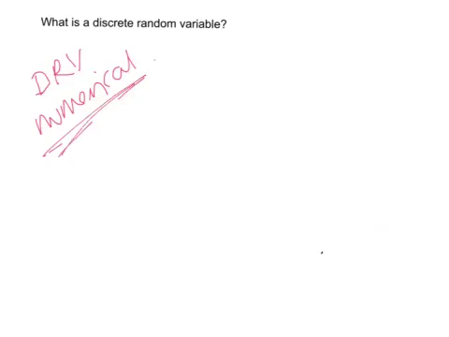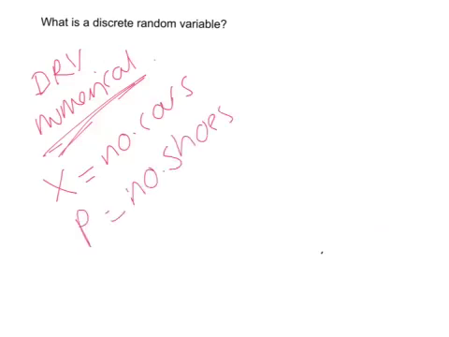The second thing I'm going to say about a DRV is we describe it using a capital letter. So for instance, I could say let X be the number of cars, or I could say let P equal the number of shoes. So it's always described in these capitals.